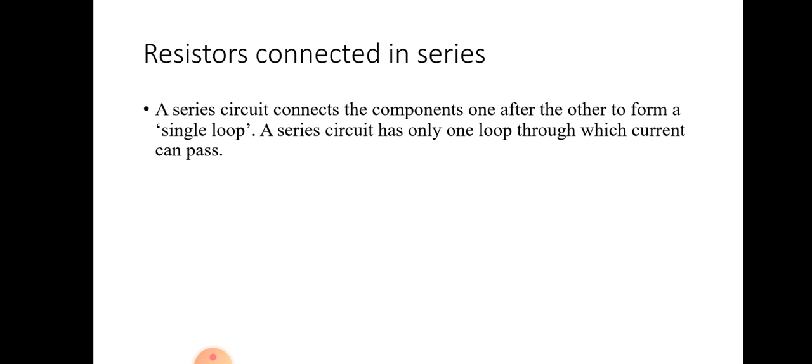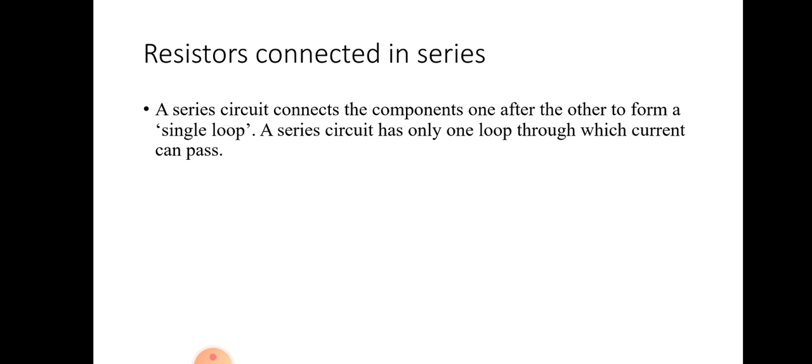So let's have a look at the series combination of resistors first. Now let's see when we can say that the resistors are connected in series. If in an electrical circuit the components are connected one after the other forming a single loop, then we can say that it is a series circuit.